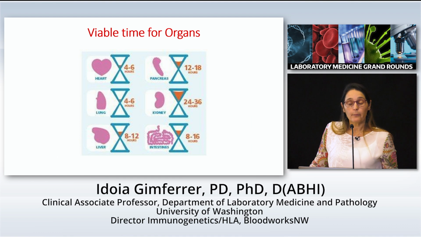So the important thing here is that the organs, when they are harvested, have a limited time. They don't last for days. Hearts and lungs usually last about 6 hours or less, pancreas less than 18 hours, and kidney can last to 36, but that's a lot.